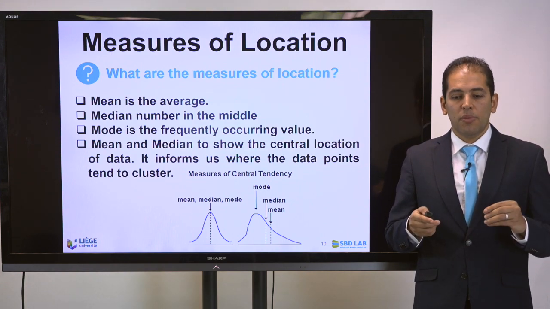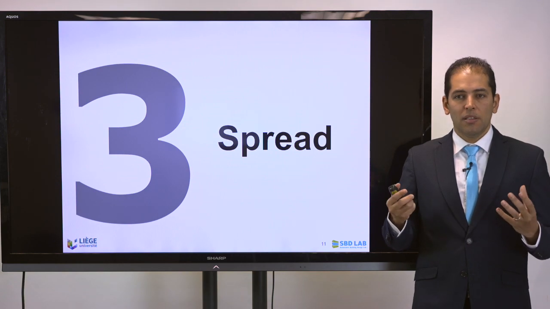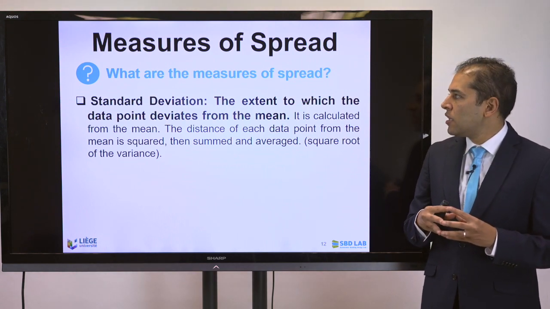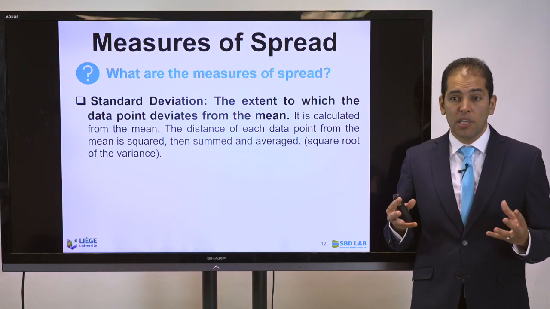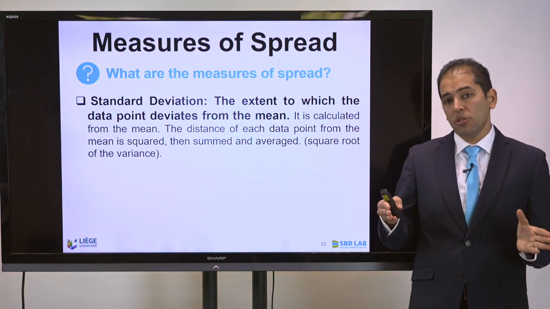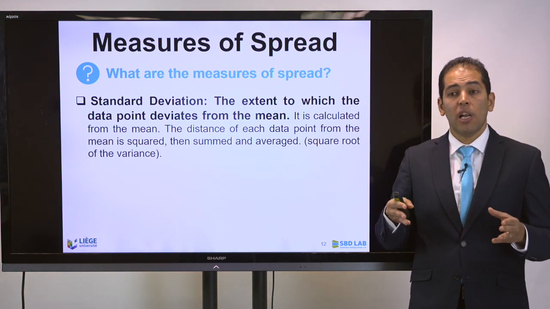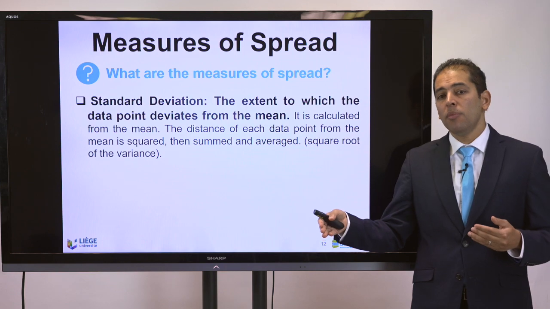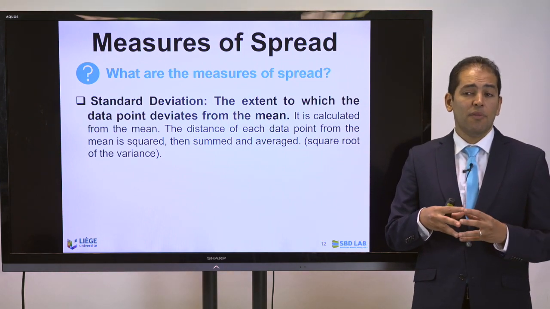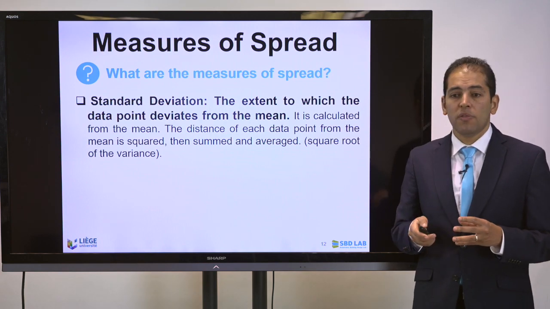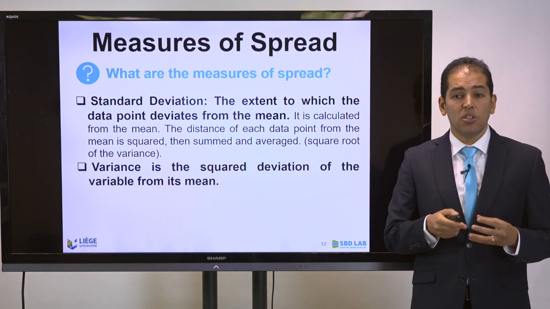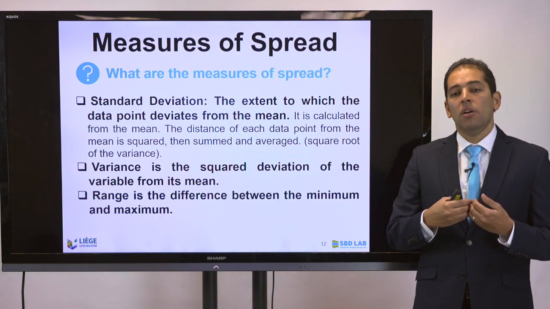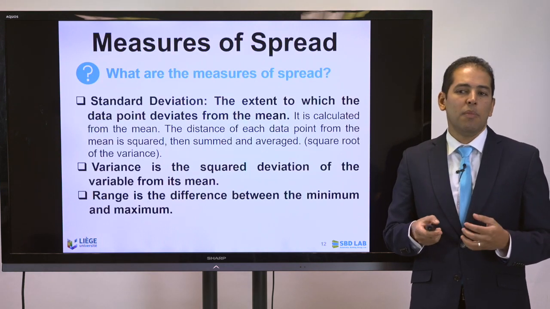So this is very important to take into account as one of the types of tests, the location. Now let's move to another type of test, which is the spread. Here we look at the standard deviation, so the extent to which the data points deviate from the mean. We calculate it by defining our mean and the distance of each data point from the mean, which is squared, then summed and averaged. So we look here at the square root of the variance, and the variance is the squared deviation of the variable from the mean, and the range is the difference between the minimum and the maximum.